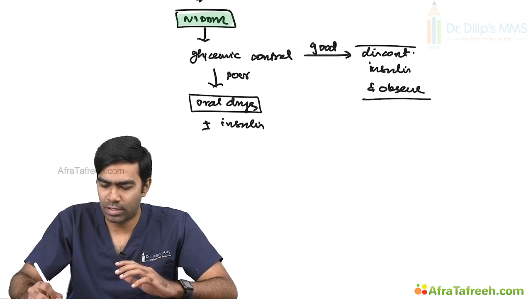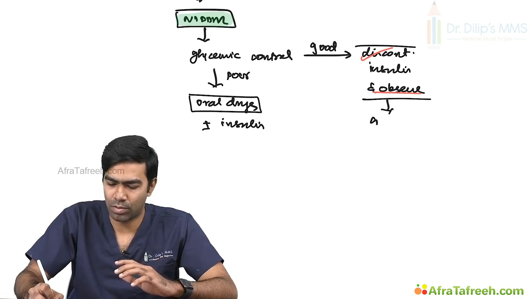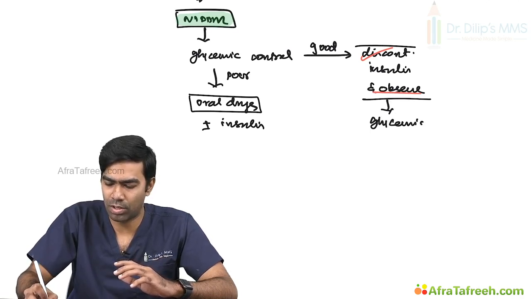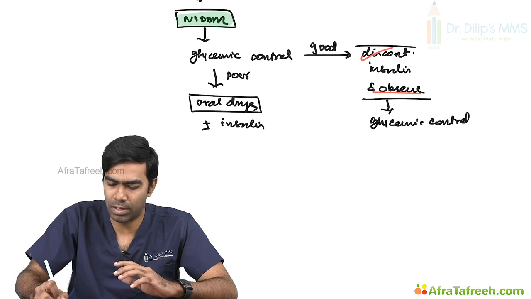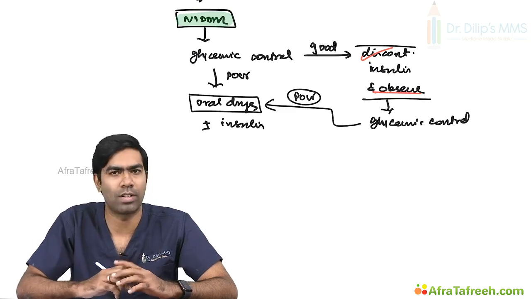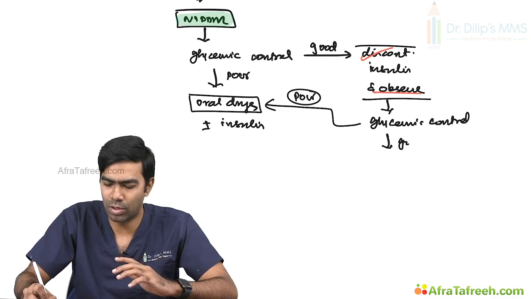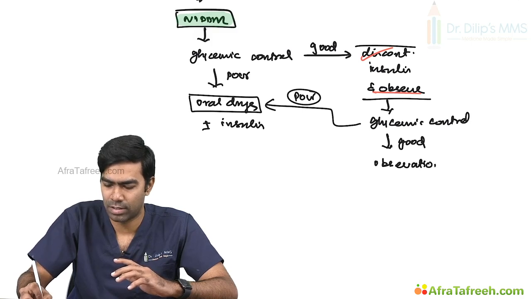So in this group of patients, once you have discontinued insulin and you are observing, if the glycemic control becomes poor over a period of time, you can switch to oral drugs like metformin or sulfonylureas or DPP-4 inhibitors. If the glycemic control is good, then you can continue the observation. You don't need anything else.